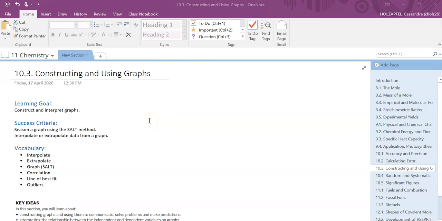Hi guys, welcome back. So today we're looking at constructing and using graphs. We're going to season our graphs using the SALT method. My sister came up with that one. I really like that analogy. And we're going to interpolate or extrapolate data from a graph. This is actually stuff that's really useful in maths as well.